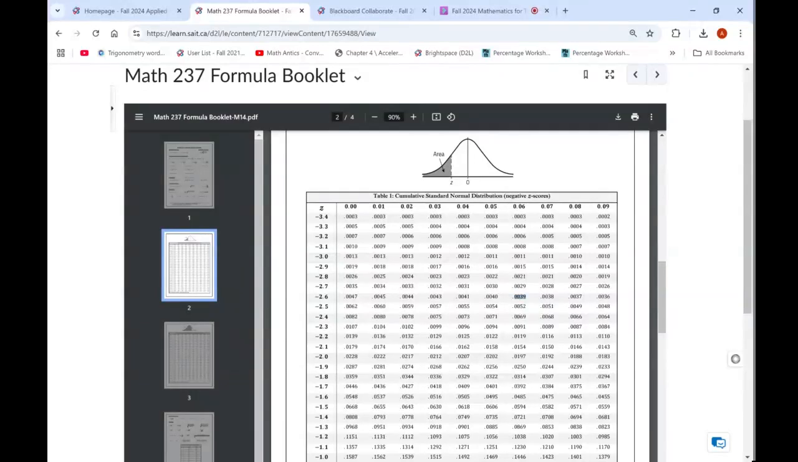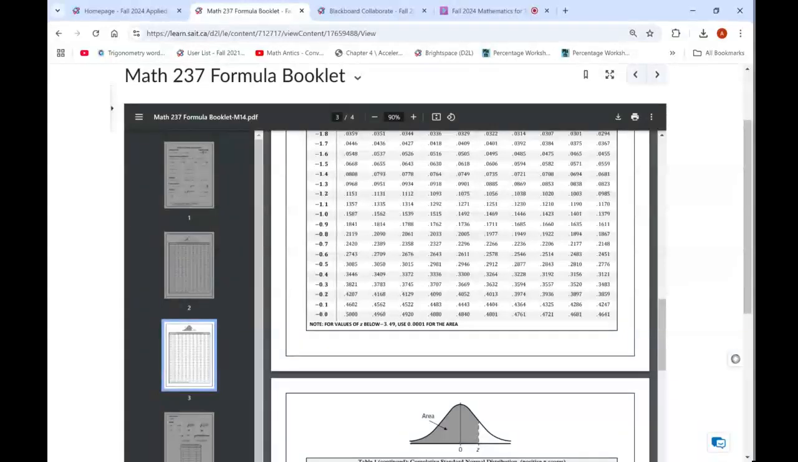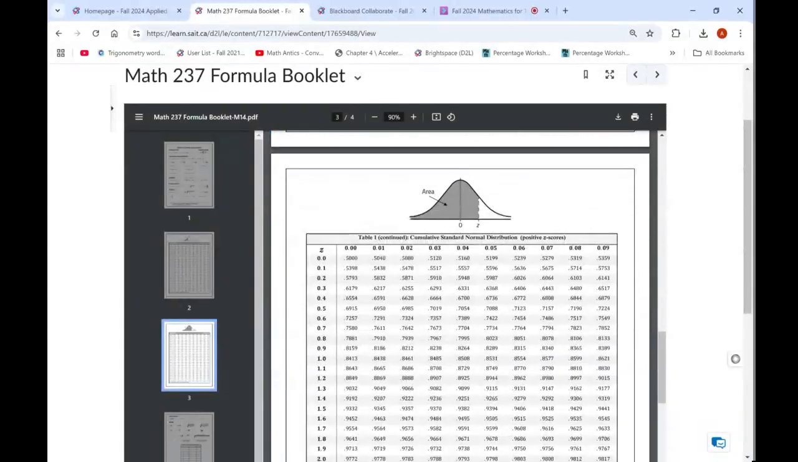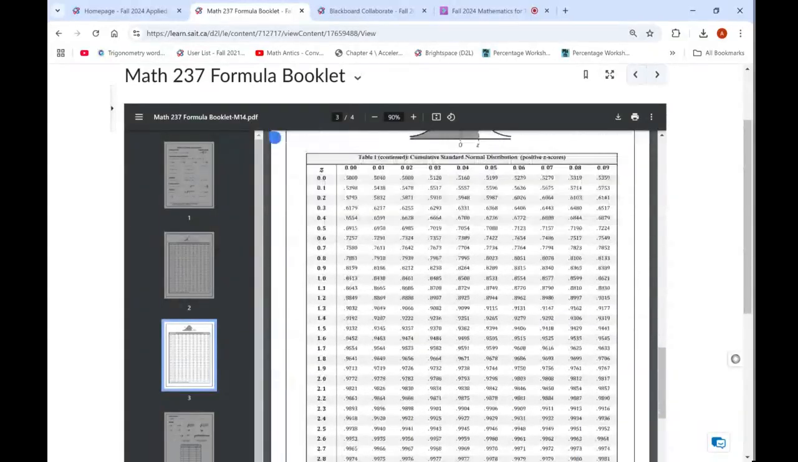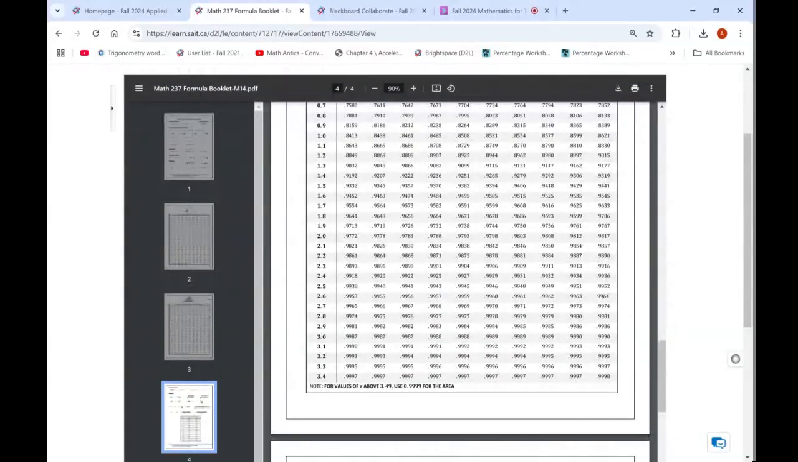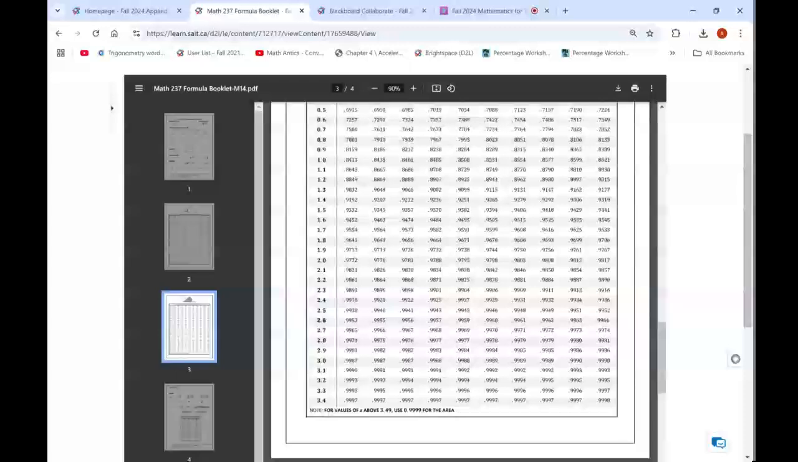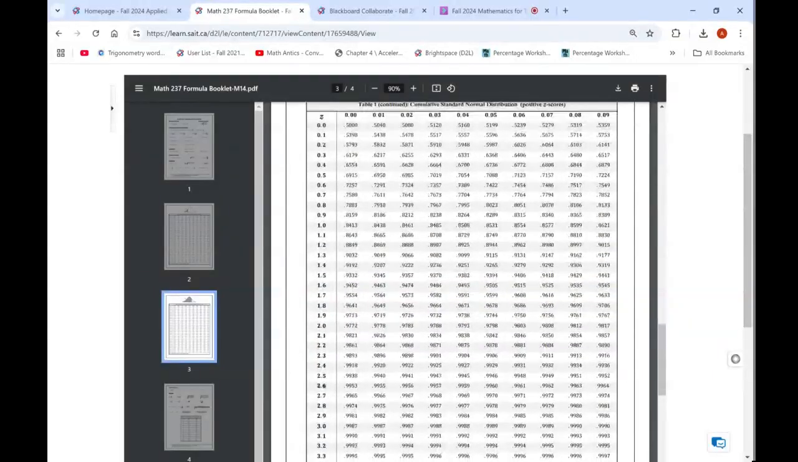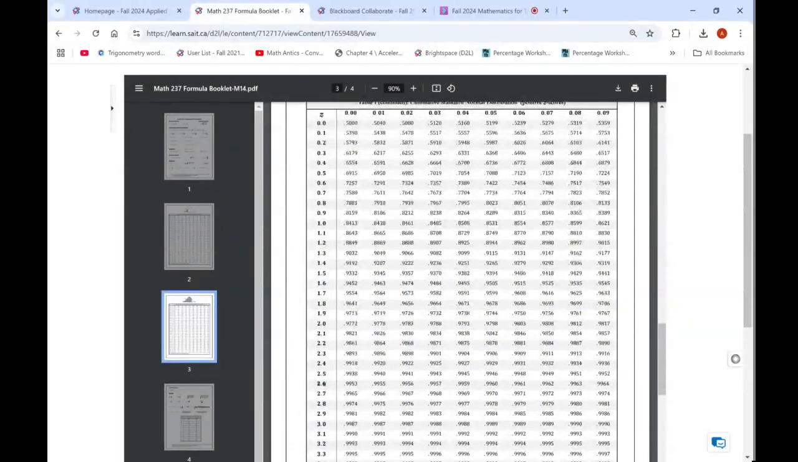For positive z values, you're going to locate these values from here. So let's say I wanted to locate 2.66. I'm going to keep going down. 2.6 is here, and then corresponding to 2.66 I will locate the value. This will become the probability value, 0.9961.